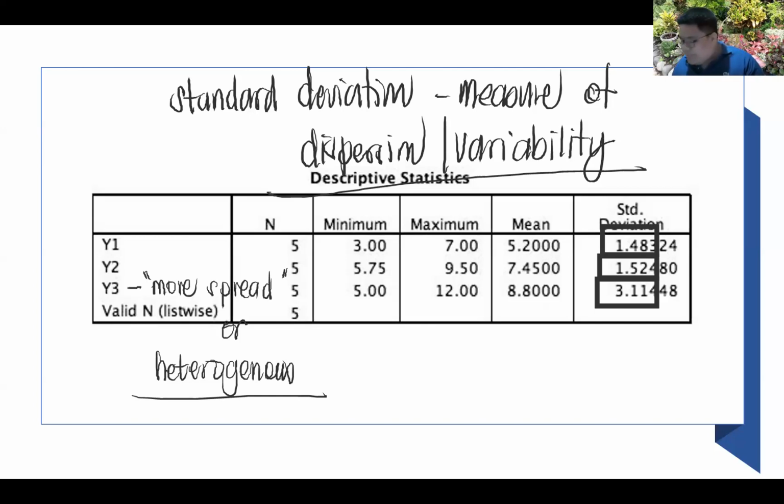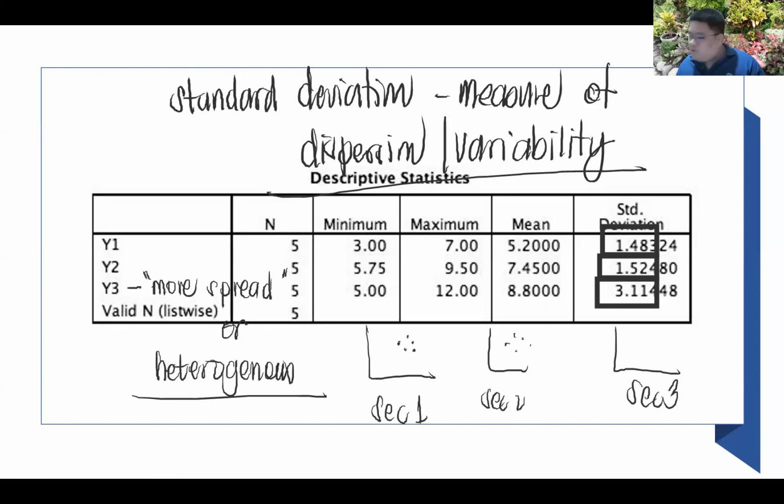If we would illustrate it, class, kung igagraph mo yung scores nila, ang section 1 parang ganito. Yung section 2, kapag igagraph mo yung scores nila, parang ganyan. Pero ang section 3, kapag igagraph mo yung scores nila, parang ganito. Magkalayo-layo. In other words, there are students here in section 3 that have very high scores, and there are also students that are having very low scores. Okay? And we are basing that statement on the standard deviation of 3.11.